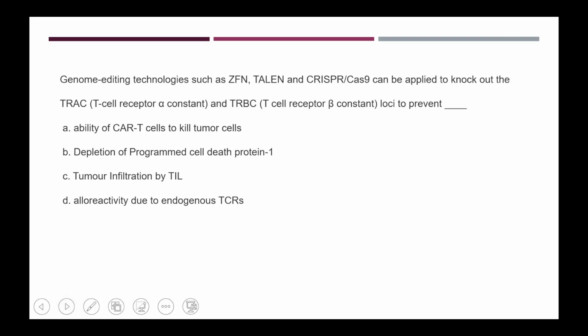So genome editing technologies such as zinc finger nuclease, TALEN, and CRISPR can be applied to knock out TRAC, the T cell receptor alpha constant, and TRBC, the T cell receptor beta constant, to prevent what? Why are those genes knocked out? The ability of CAR T cells to kill tumor, no. Depletion of the programmed cell death, no. Tumor infiltration, no. So they are knocked out to prevent the alloreactivity due to endogenous TCRs.